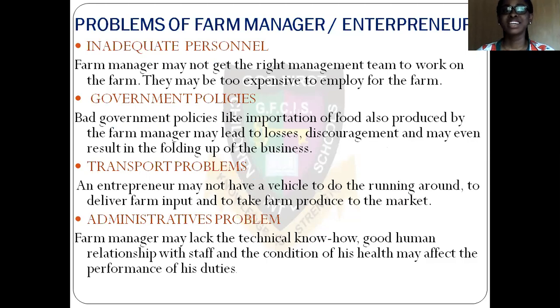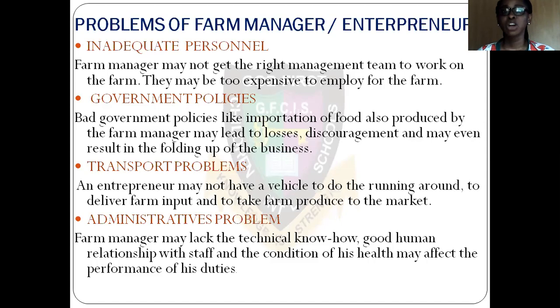Well, another problem is inadequate personnel. The farm manager may not get the right management team to work on the farm, and they may be too expensive to employ for the farm. They may not have the right team of workers to work on the farm, or they will be too expensive to employ. So the workers in the farm will be limited. So it becomes a problem.